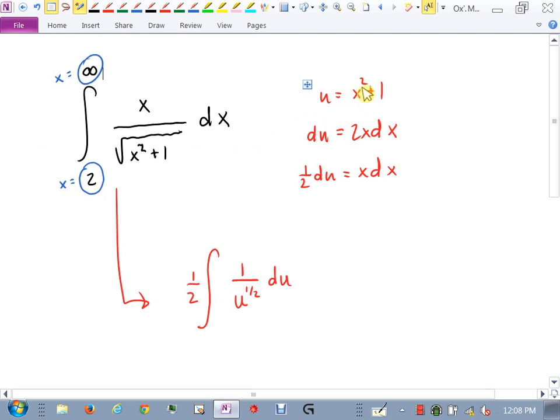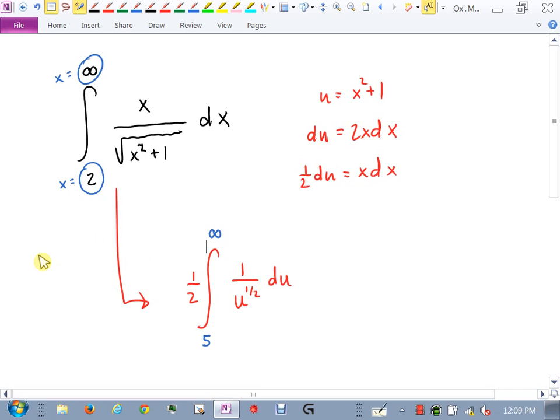If this x is 2, then isn't u 5? Okay, so that goes 5 instead. See, that changes. Now what if x is infinity? What's u? Infinity squared plus 1, still infinity. So this changes from 5 to infinity. Does that change the divergence at all?